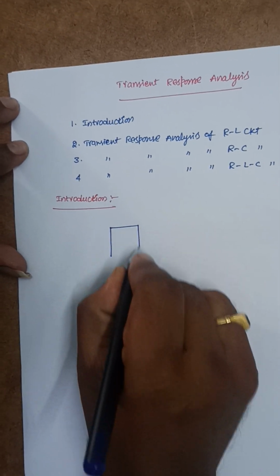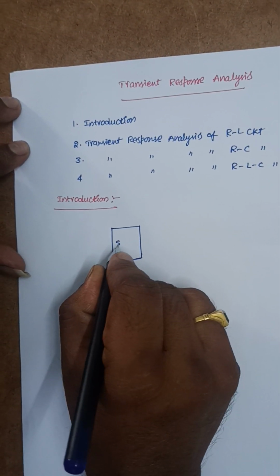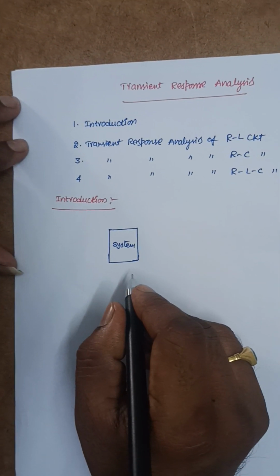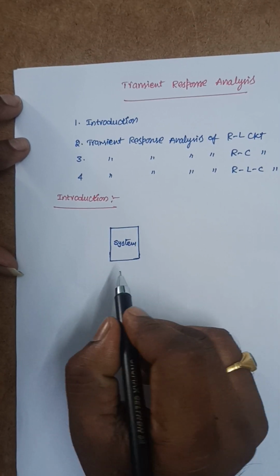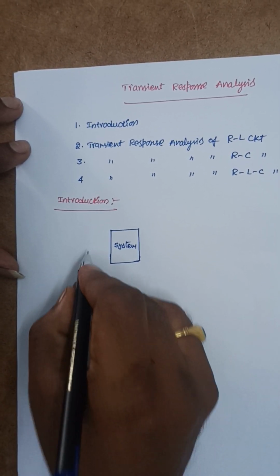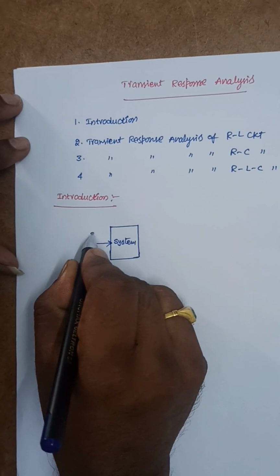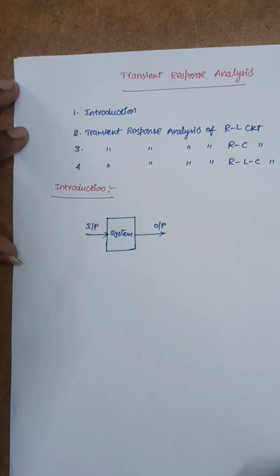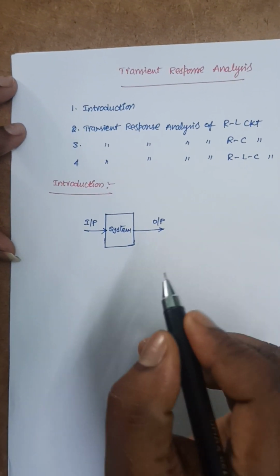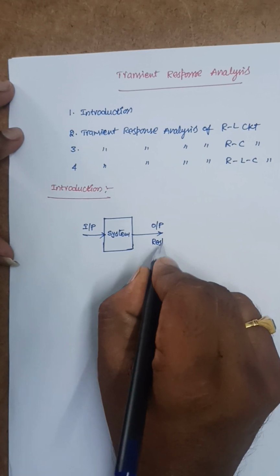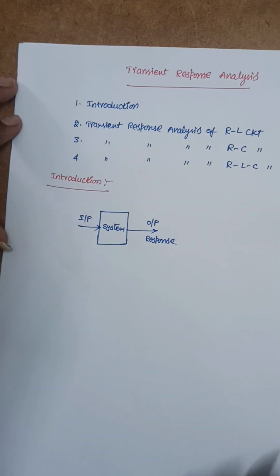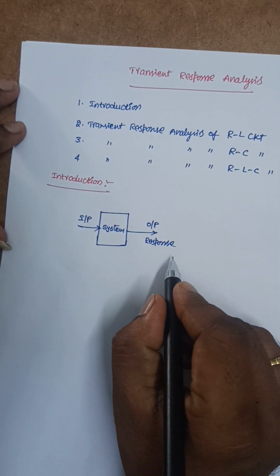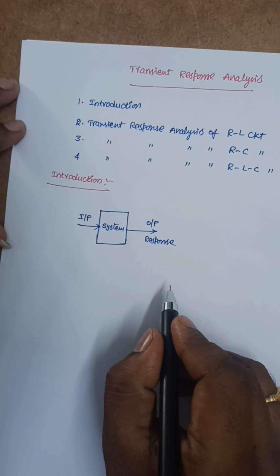So this is a system. System is nothing but a group of elements connected in such a manner that whenever we are giving the input for the system, it produces the output. This output is also called a response. This response may have both transient response and steady state response.